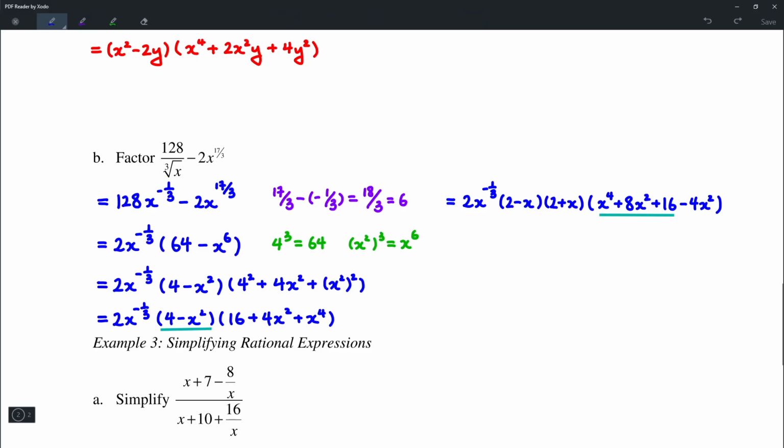So that means we have more to do. So this is 2x, and then to the negative 1/3 power, still that stays the same. 2 minus x, that stays the same. 2 plus x, that's still there. And now these three terms are a perfect square trinomial. We have x squared plus 4 all squared minus 4x squared. And what is important here, of course, is that this is now a difference of squares as well. So we can factor it.